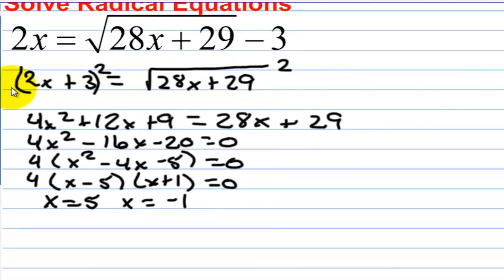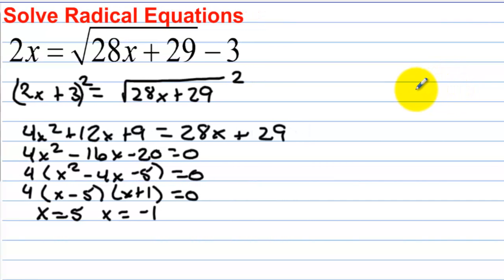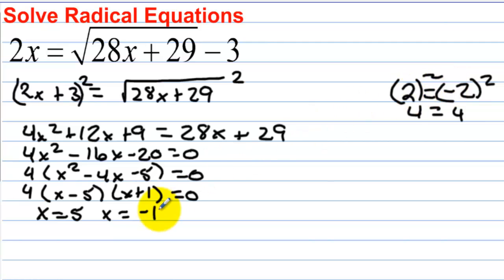Now when we square both sides of an equation, some bad things can happen. For example, we can take a very simple example. We can say 2 equals negative 2, and that's clearly a false statement. 2 does not equal negative 2. But if we square both sides, then we take a false statement and we turn it into a true statement. So squaring both sides of an equation can have some really bad consequences.